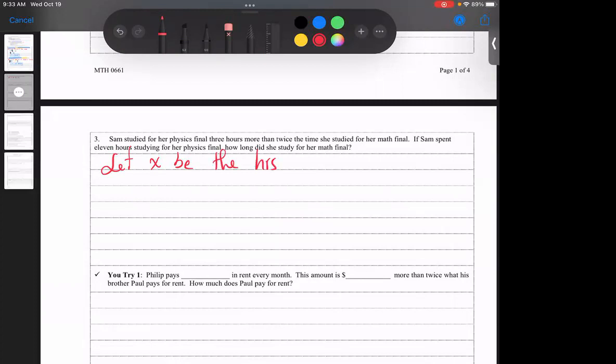the hours Sam spent studying for the math final. So this is what I'm looking for, how long she spent studying for the math final. All right. Someone translate that one for me.